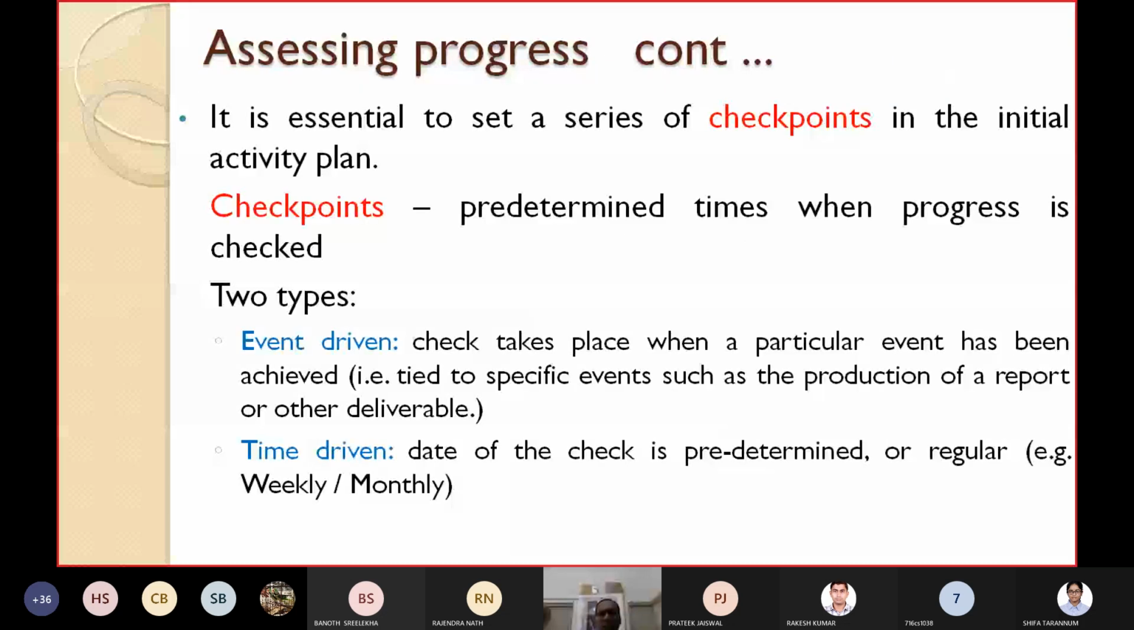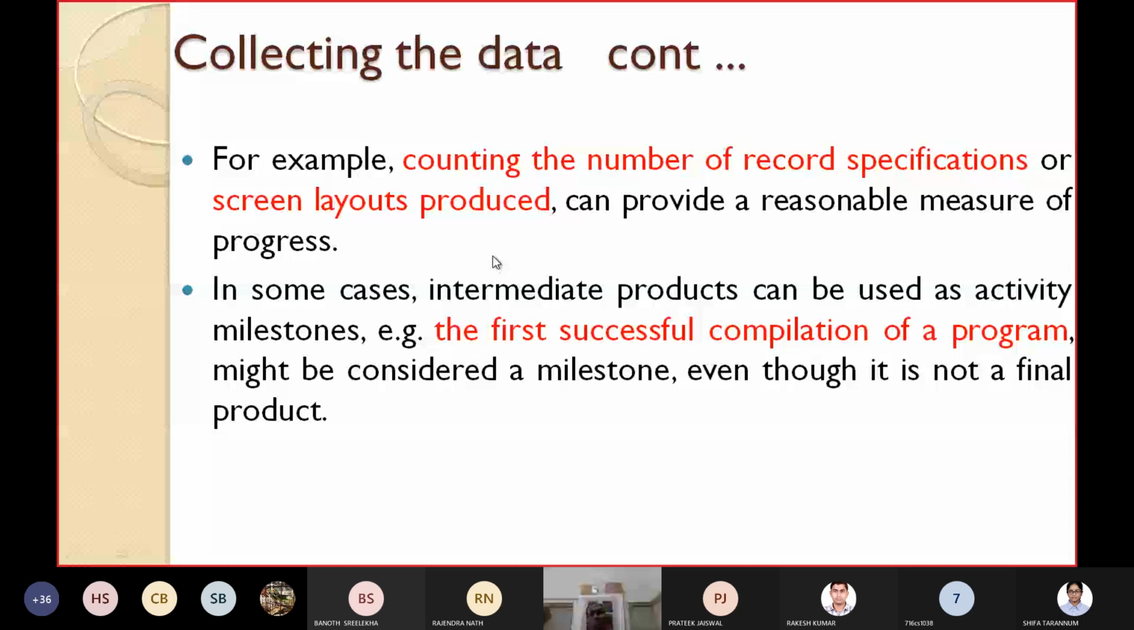So we have discussed how to collect the data. Some examples of collecting the data we have seen. As I have already told you, where there is a series of products, partial completion of the activities is easier to estimate. If you are counting the number of record specifications, or the screen layouts produced, then you can get a reasonable measure of the progress of the project.